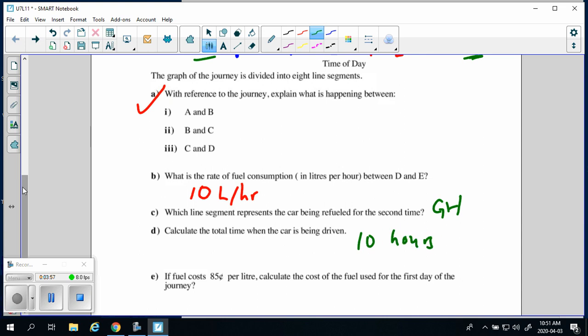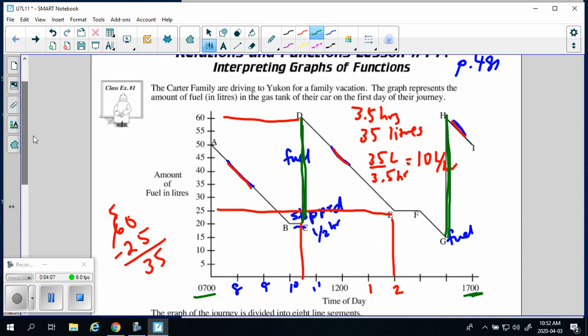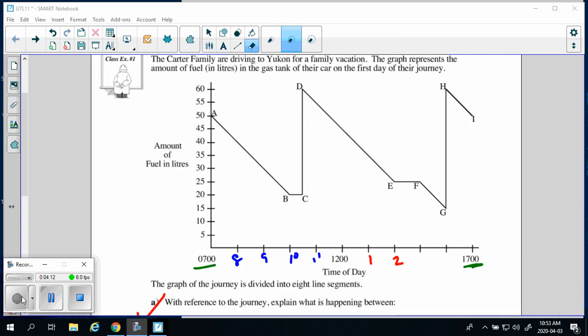If the fuel costs 85 cents per liter, calculate the cost of fuel used for the entire first day. So we're interested in how much gas we've used this entire time. This is a more interesting question because you cannot just look at the amount of gas they started with and the amount of gas they ended with because they actually fueled up partway through the day. And furthermore, they did not use up all the fuel that they had fueled up either.